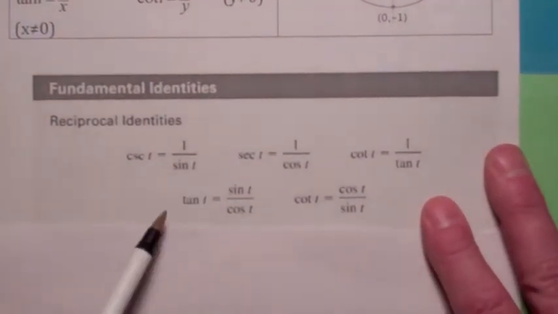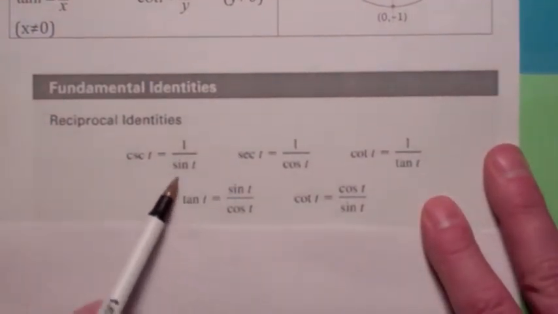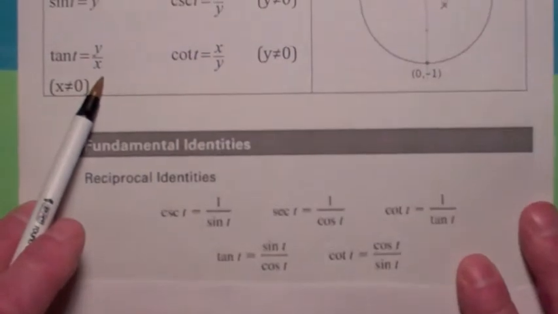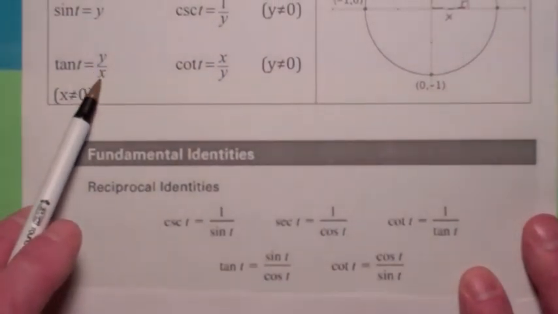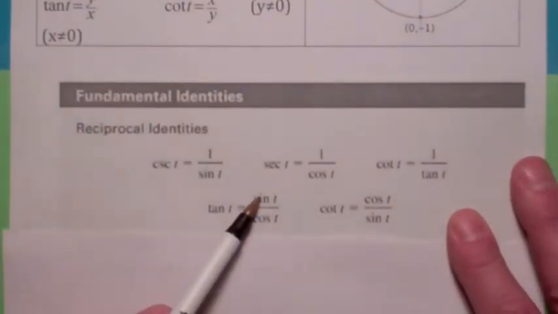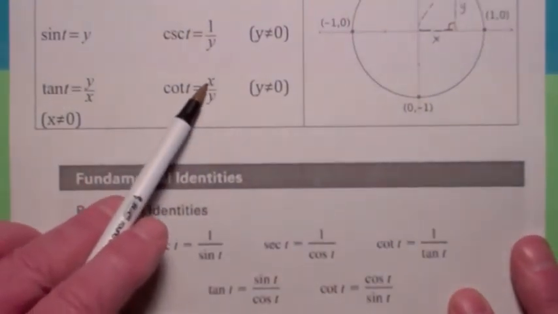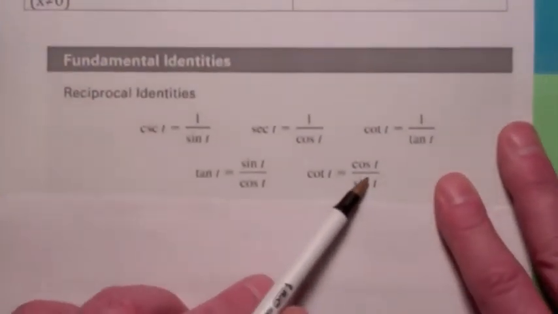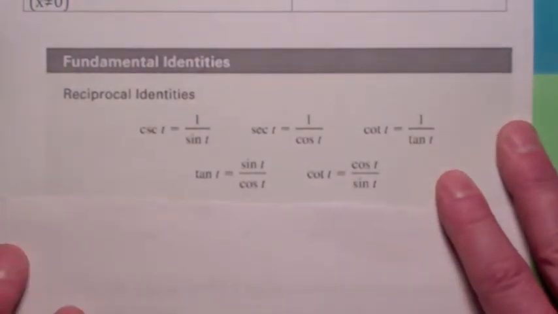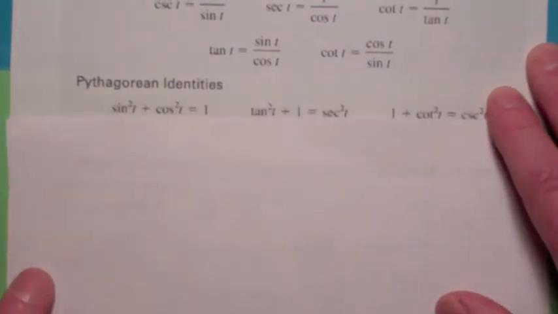Furthermore, two more things here. The tangent of t is y over x, but y is the sine, x is the cosine, so this just says the tangent of t is sine of t over cosine of t. Cotangent of t is x over y, but x is the cosine, y is the sine, so cotangent of t is cosine t over sine of t. Okay, these last ones I want to talk about are called the Pythagorean identities. We'll see why they're called that in just a second.